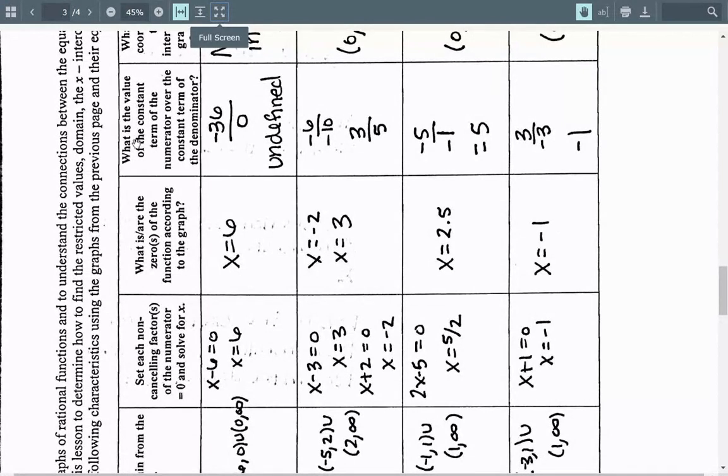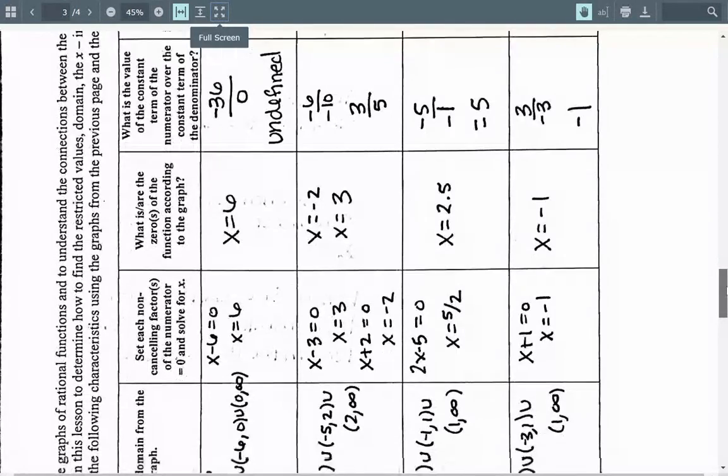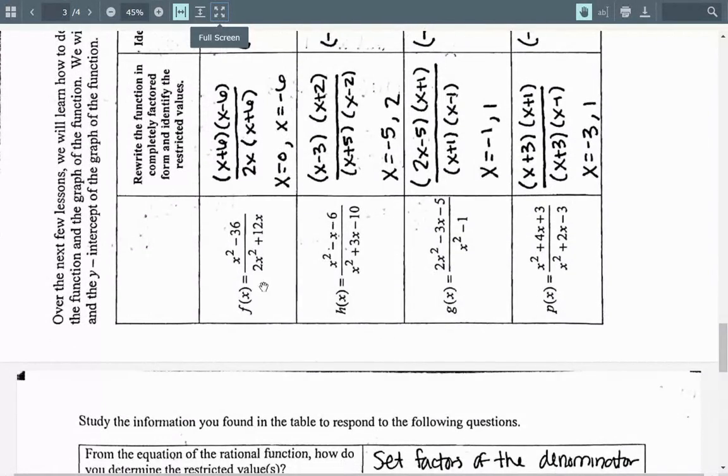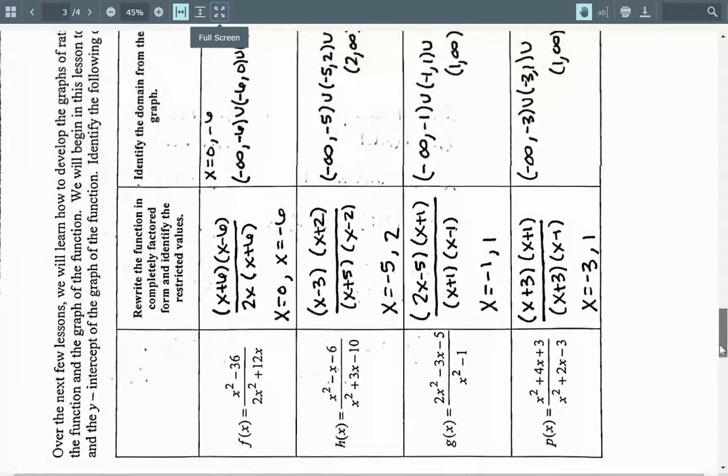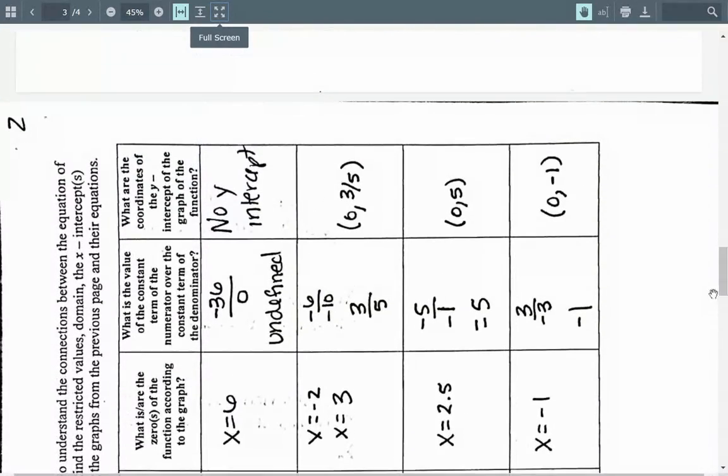It says, what is the value of the constant term of the numerator over the constant term of the denominator? So the constant term in f of x would be 36 over 0, since there is no term in the denominator that has no x's with it. So the constant term is undefined. This simply means that there is no y-intercept.